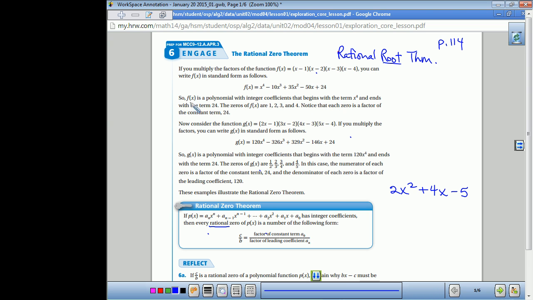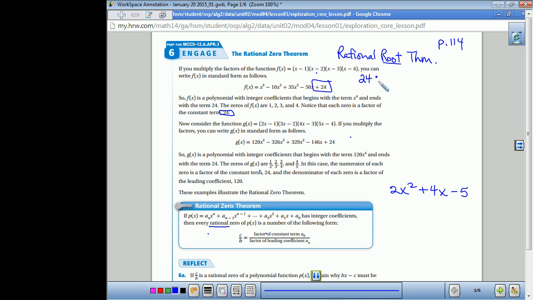Now, f of x is a polynomial, and it has integer coefficients. That's part of what it has to have to be a polynomial function, right? And it begins with the term x to the fourth, and ends with the term 24. And our zeros of this function, what would the zeros be? 1, 2, 3, and 4. Now, notice that each zero is a factor of the constant term. So my constant term is 24.